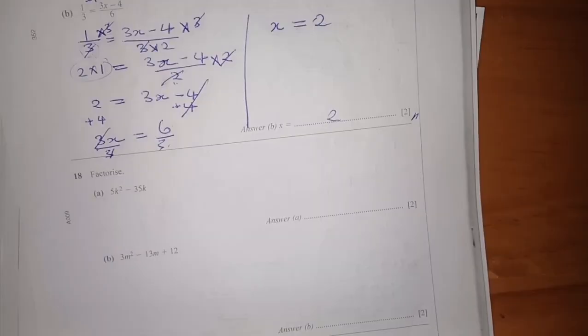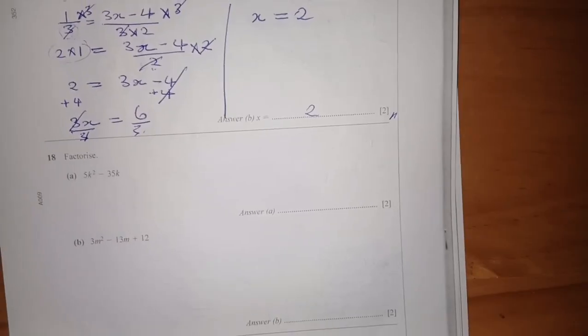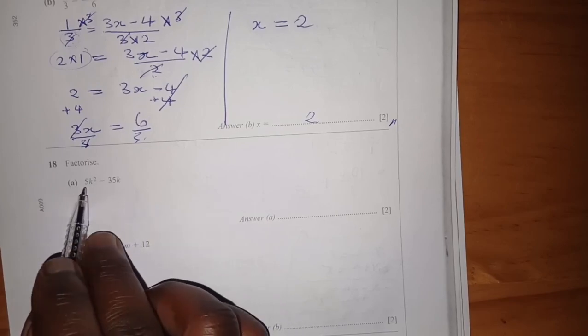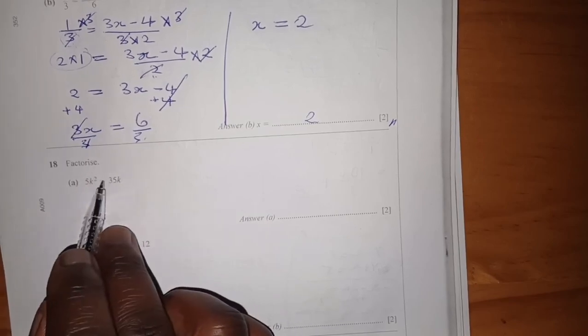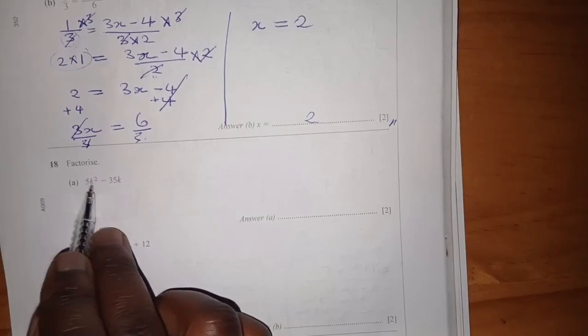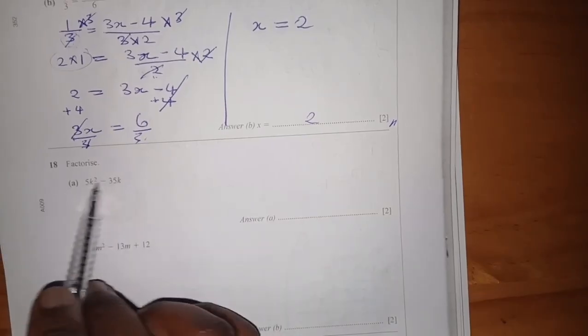Now in this question, we need to factorize. That means that your answer should have brackets. Once you see factorize, your answer should have brackets. So how do you factorize this one? There is a minus here. This is not a square number, so this is not a difference of two squares. So there must be a common factor between these two numbers.